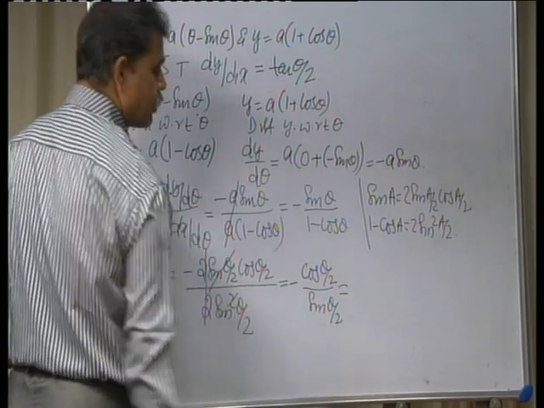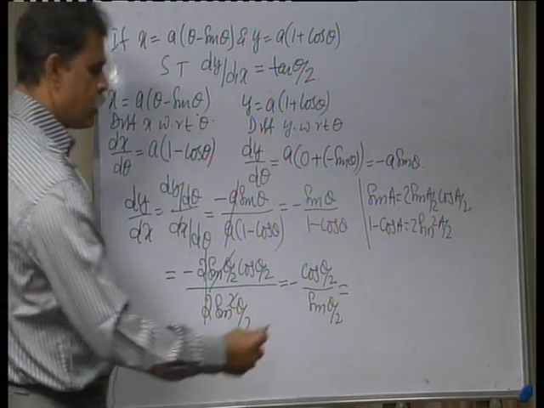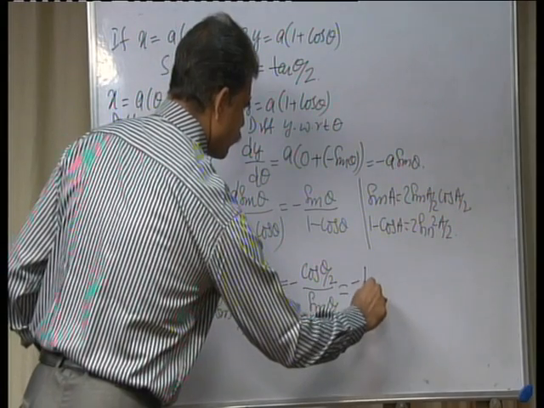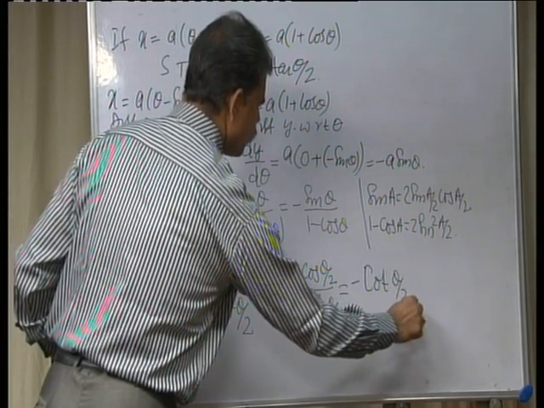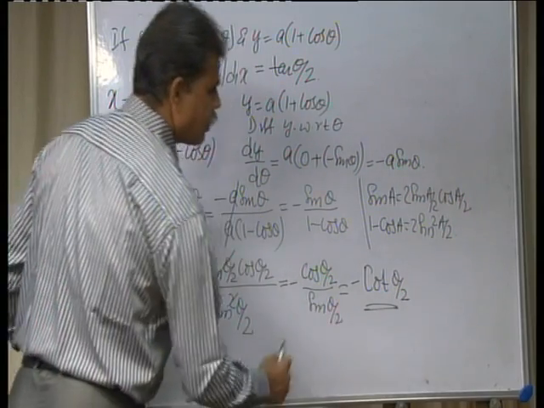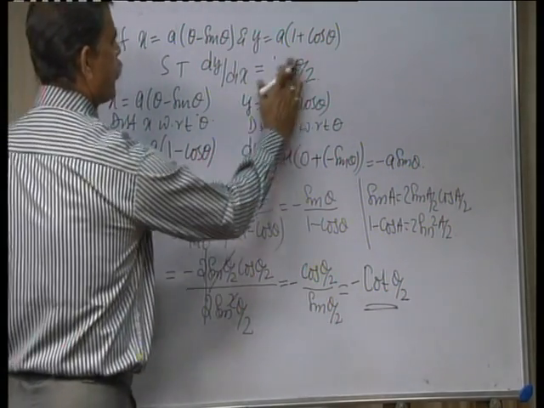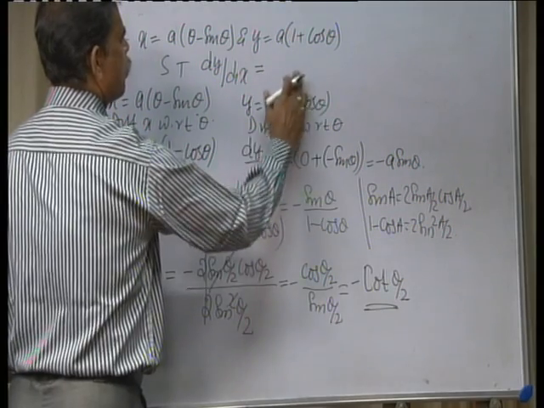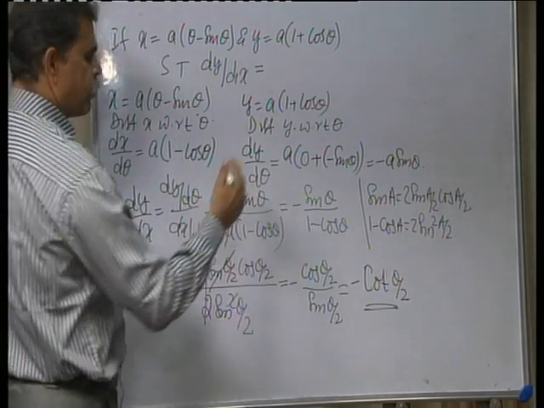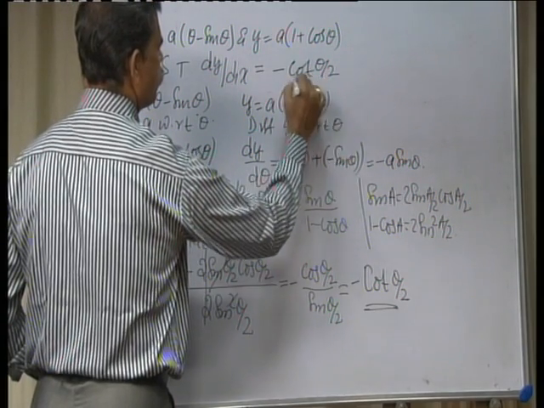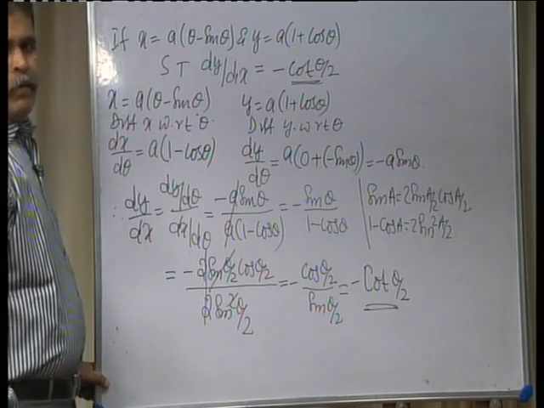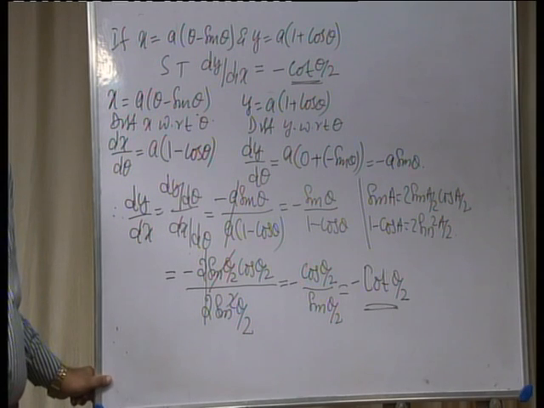So, minus cos theta by 2 over sin theta by 2 is minus cot theta by 2. So, we can show that dy by dx is equal to minus cot of theta by 2. This is the derivative of the given function.